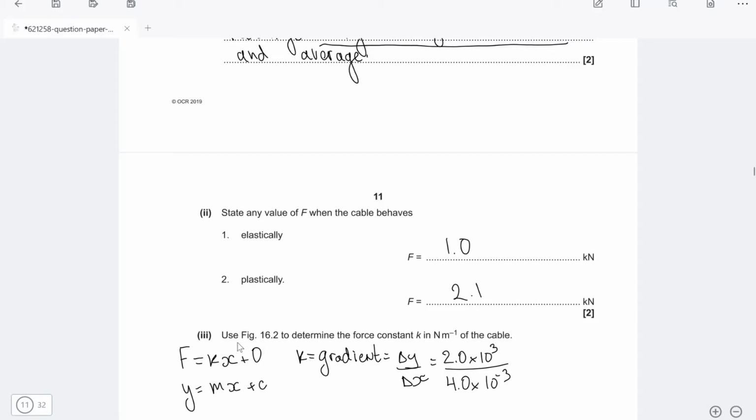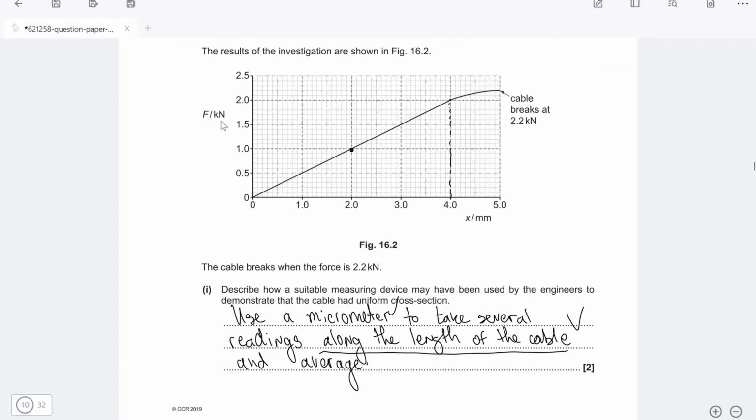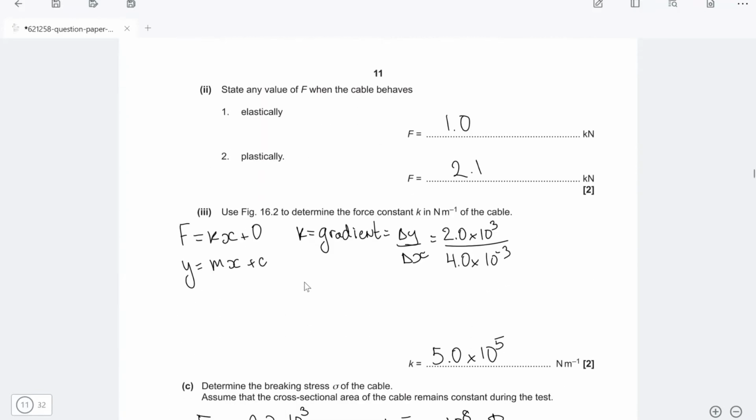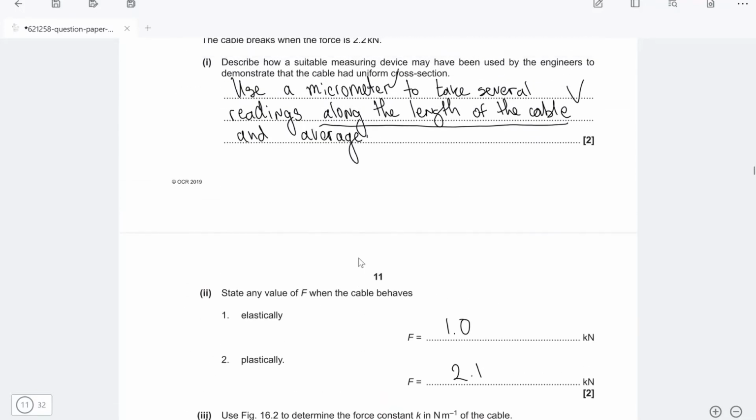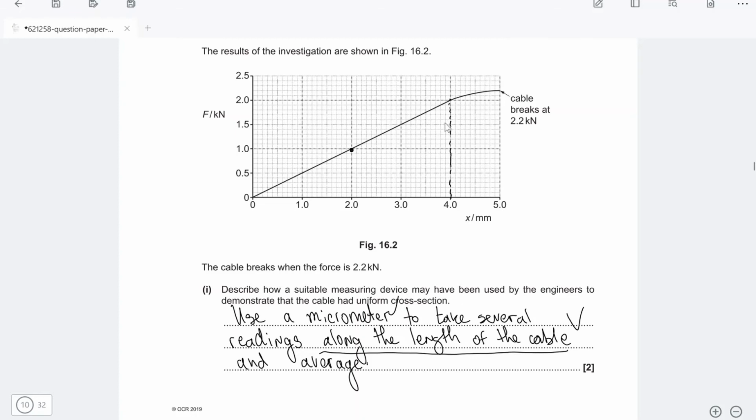Okay, next one, use figure 6.2 to determine the force constant K in newtons per meter for the cable. Well, remember, in an F against x graph, the gradient is actually your force constant. So we need to make sure that we find the gradient of the graph. The rule to use is we need to make sure that our gradient triangle is large enough. In fact, I would always just use the largest possible one. In this case, this is approximately this size. This here is my gradient triangle.